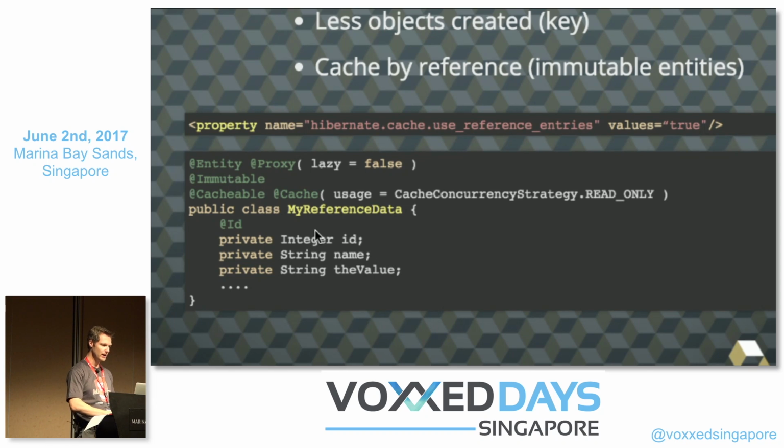So to do that, you enable Hibernate cache, use underscore reference underscore entries to true, and then you make sure your entity is marked as immutable, and you make it cacheable, and off you go. Be careful, it also means that this object shouldn't have associations to mutable objects, otherwise the mutable object might change, and that reference to the mutable object should be specific on a per session basis. So that optimization will only work if your immutable object has no reference to a mutable object.